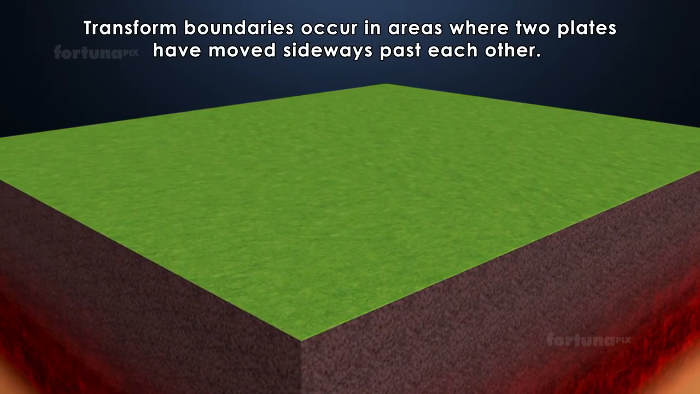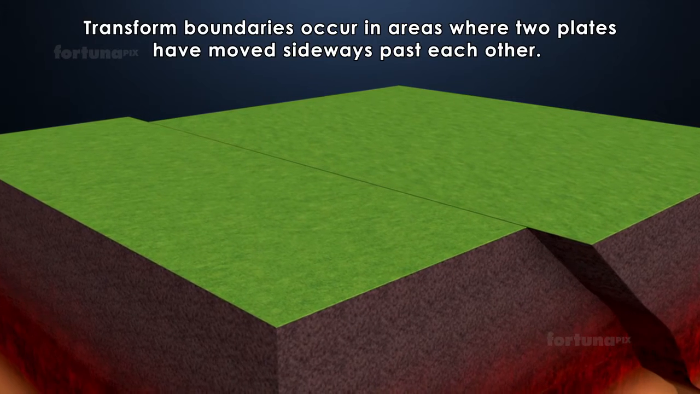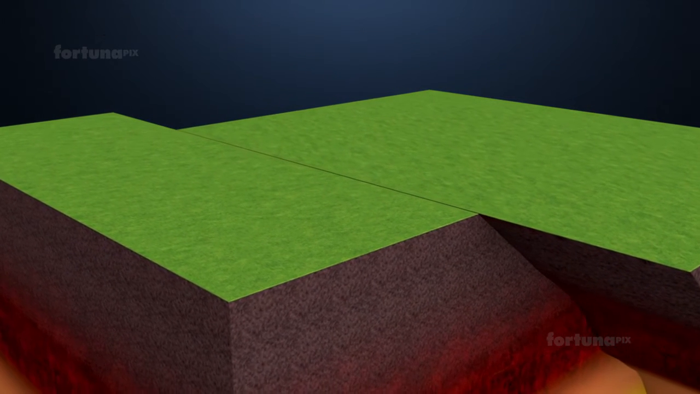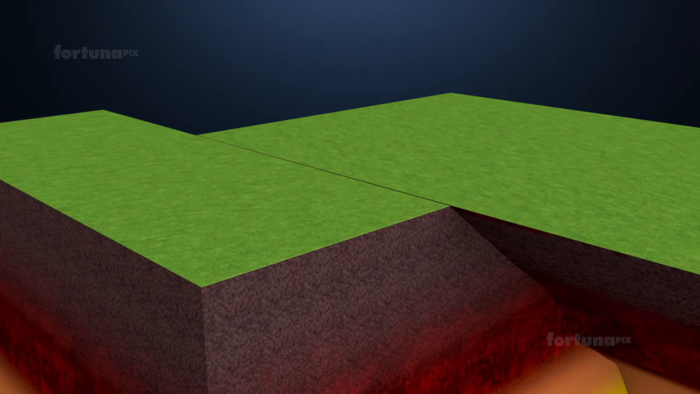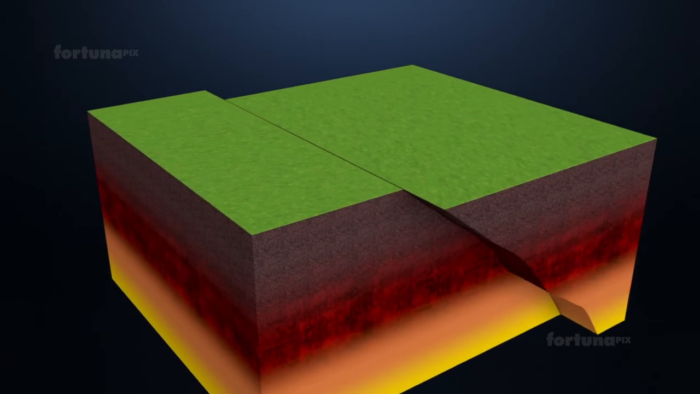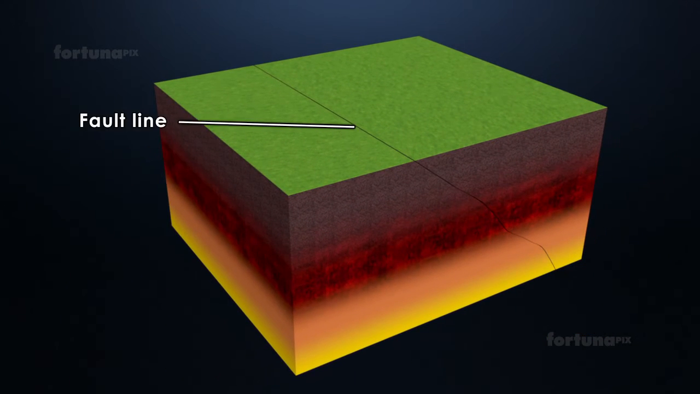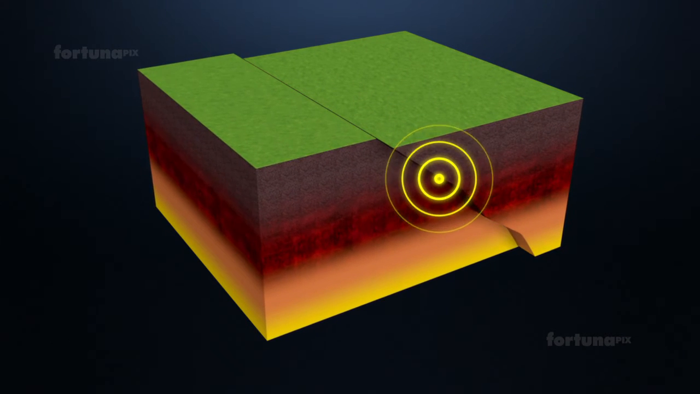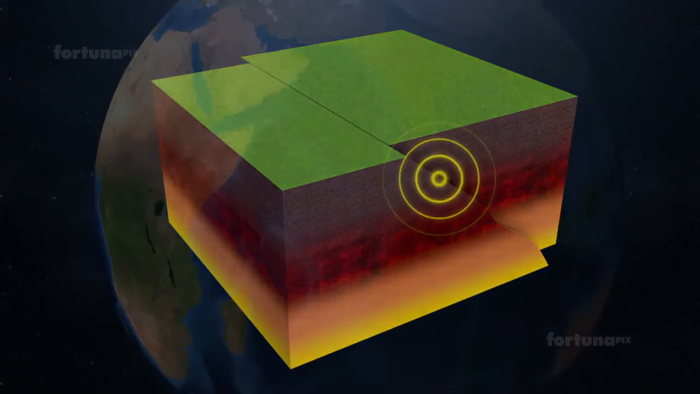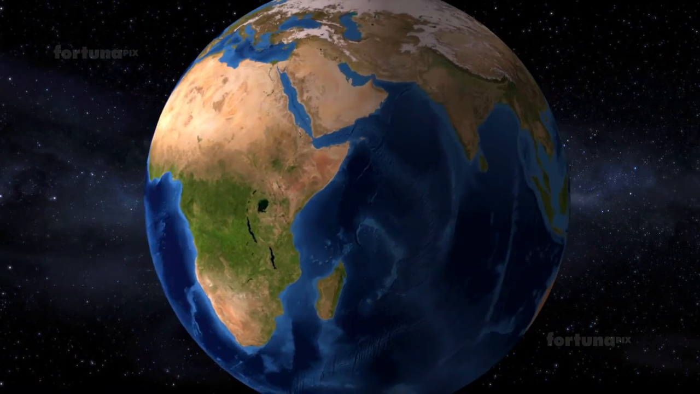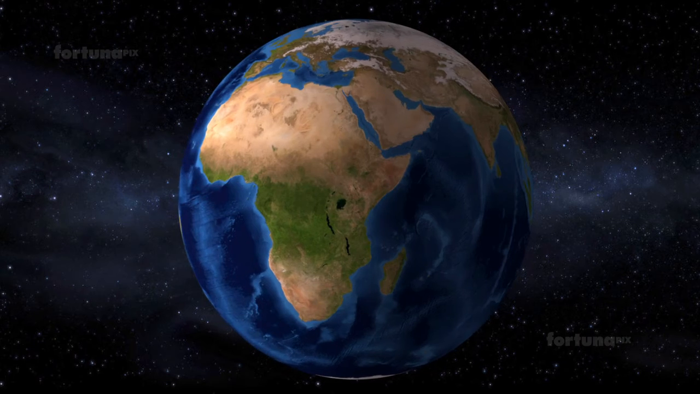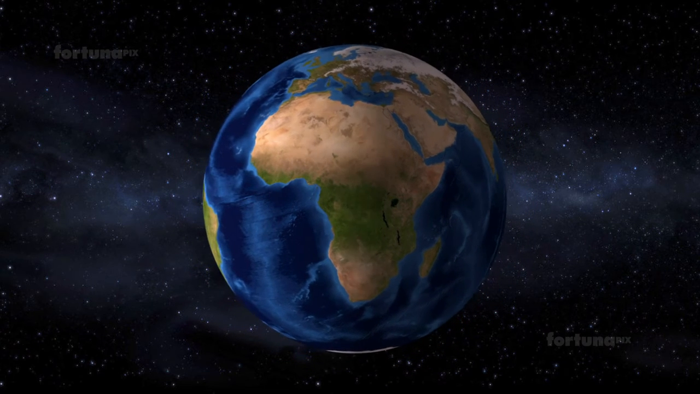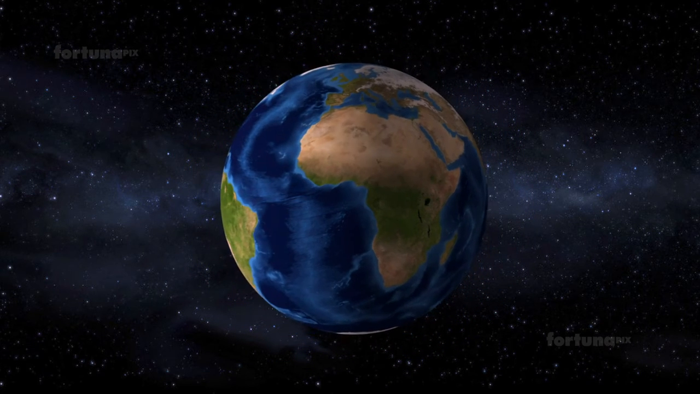Transform boundaries occur in areas where 2 plates have moved sideways past each other. As 2 plates slide past each other, the crust will break and form a fault line. Usually, earthquakes will occur along these fault lines. It is this movement of the Earth's tectonic plates that is responsible for the various landscape features we see across our planet.